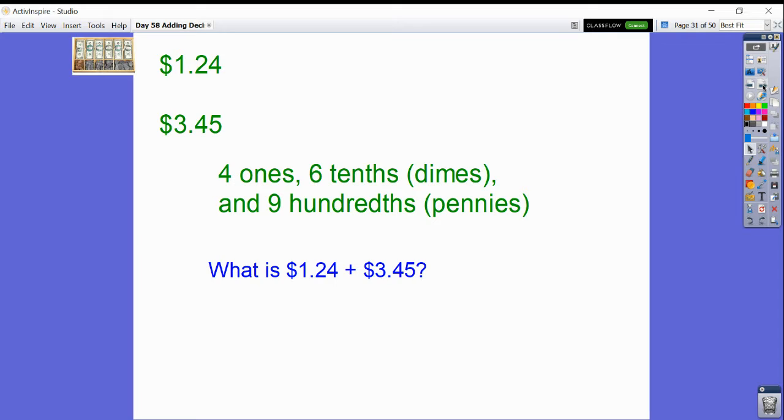So what is our total? We end up with $4.69.